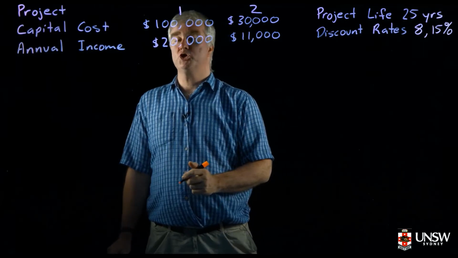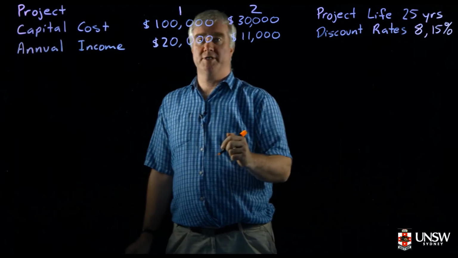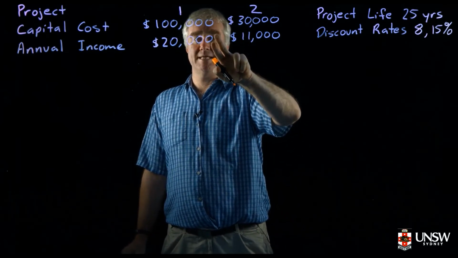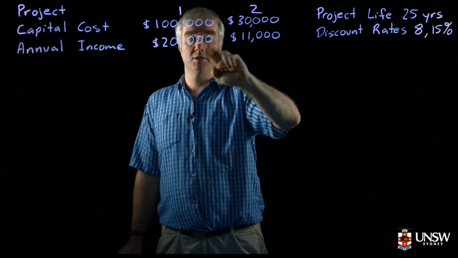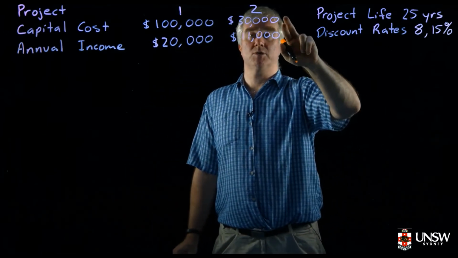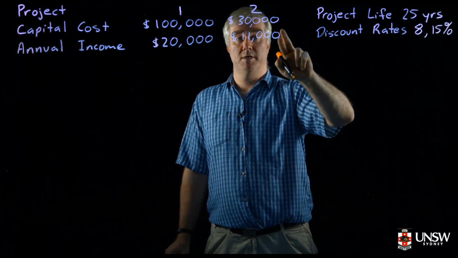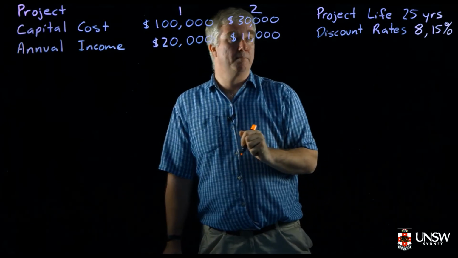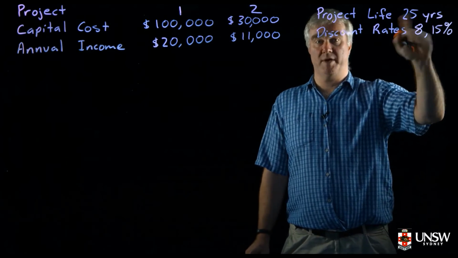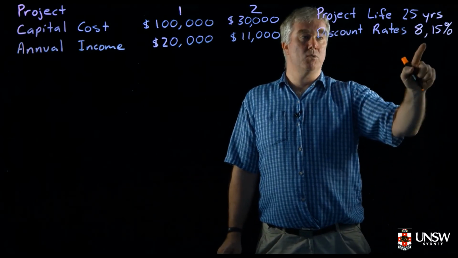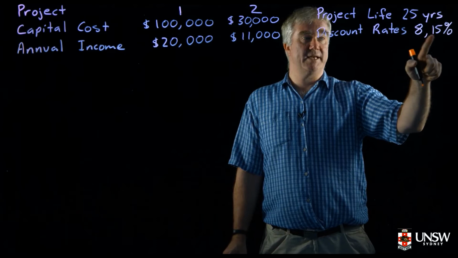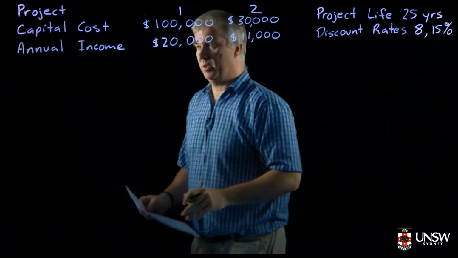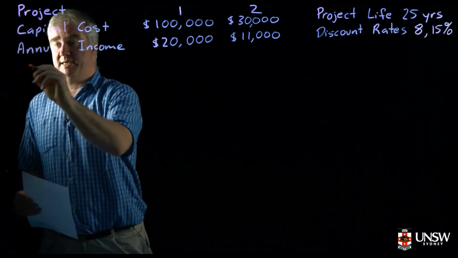So we're comparing two projects. One project which is expensive, costing $100,000, but gives us an income of $20,000. Another project which doesn't cost as much, only $30,000, but also gives us a much smaller income. Now, both projects are going to last 25 years, and we're going to use discount rates of 8% and 15%. So let's start with project 1 with the discount rate of 8%.